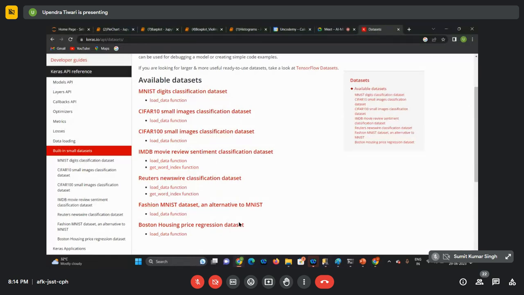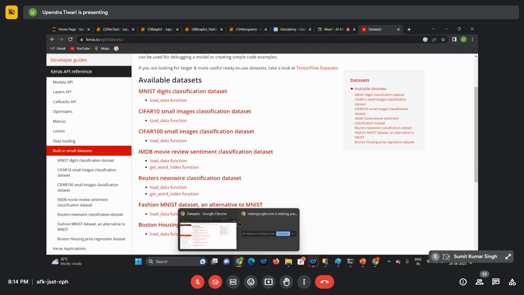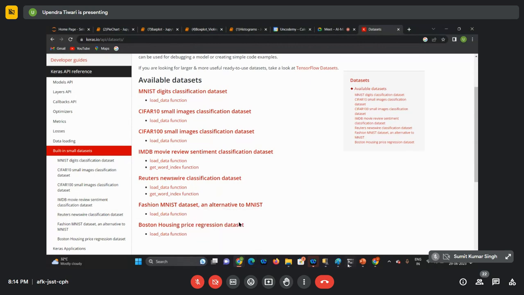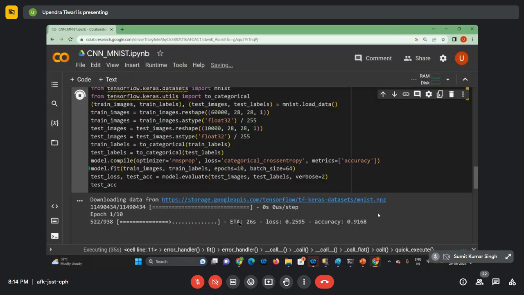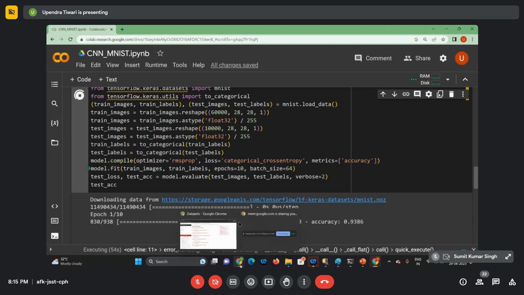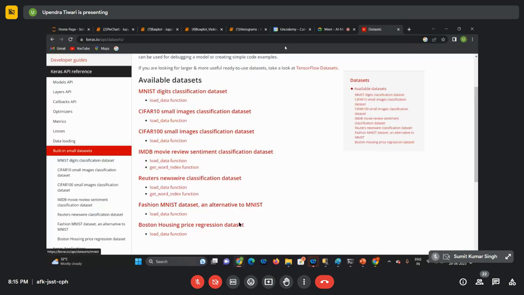Meanwhile, if you have any question, then you can ask. Since the batch size we have taken is 64 and the train image size is 60,000, when you divide 60,000 by 64, it will become 938. So for one epoch, how many iterations are we getting? 938 iterations. Okay, so I'm just going to mute. Whenever you have a question, you can ask me.